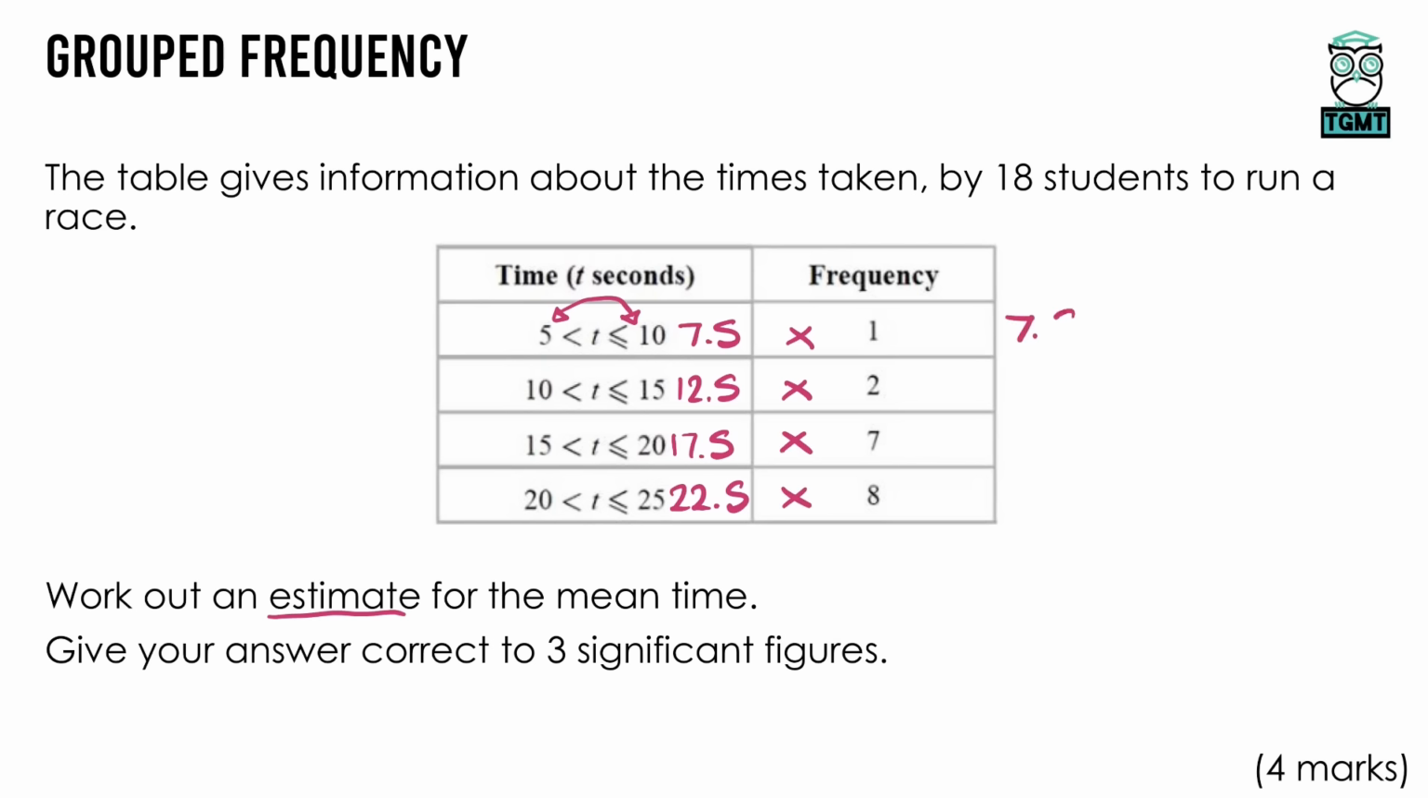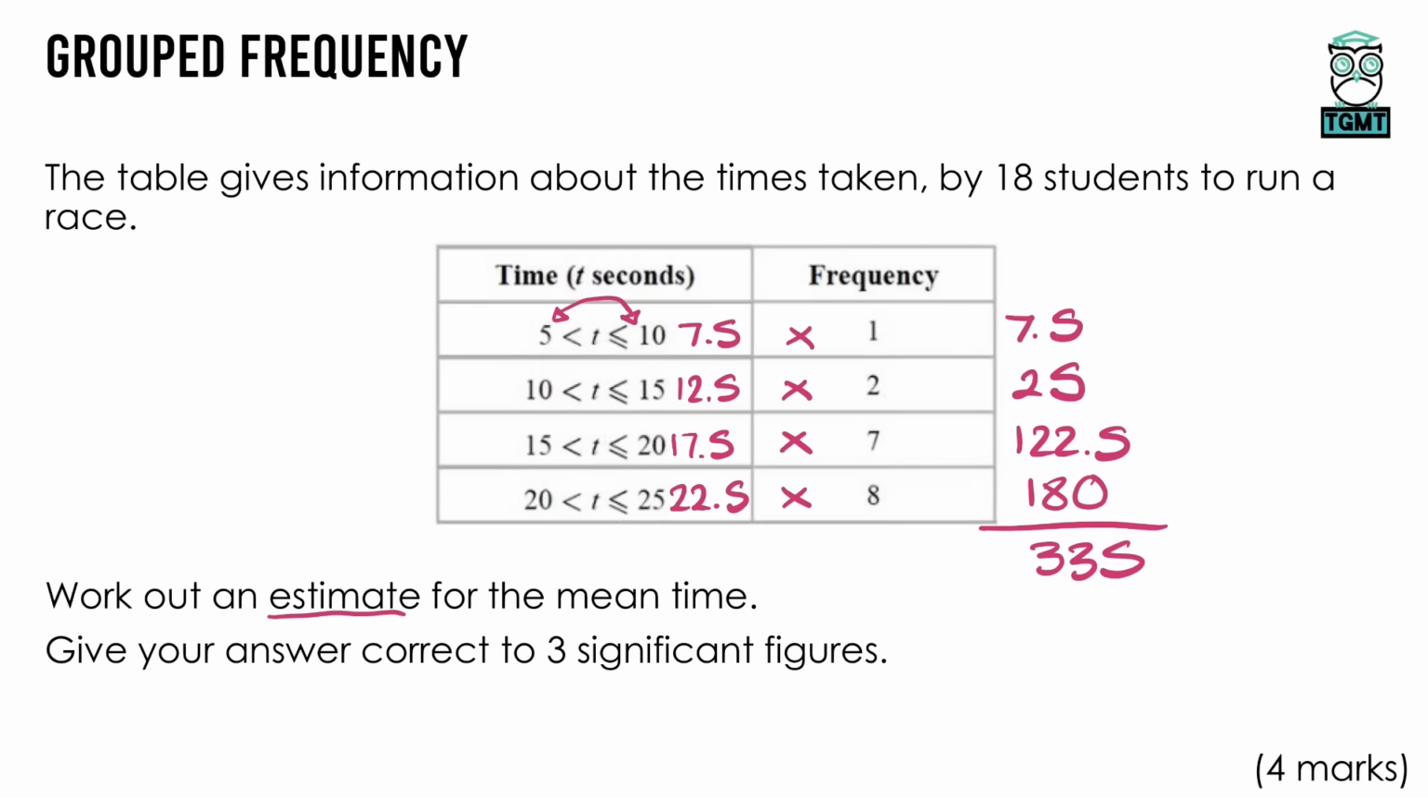So obviously using your calculator for this, and we're going to get the total of each row. 7 times 17.5 is 122.5, and then 8 times 22.5 is 180. Now we know the total of each row, we can get the overall total. So 180 plus 122.5 plus 25 plus 7.5 comes out as an overall total of 335.